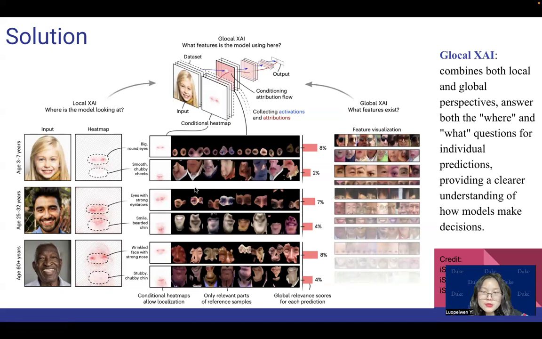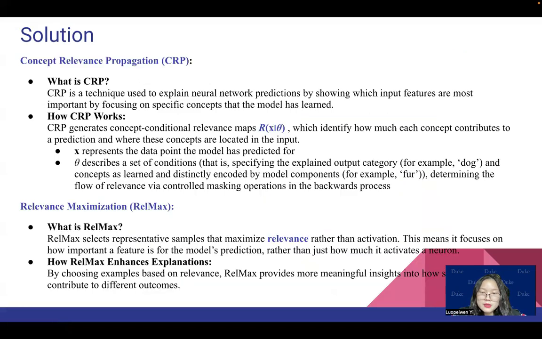It identifies relevant neurons and visualizes the specific concepts they encode for each prediction. With Glocal XAI, we can see clearly how these samples are classified into different age groups by traits such as wrinkles and knobby nose. This Glocal XAI method is the approach discussed in this paper, and I will explain it in more detail on the next slide.